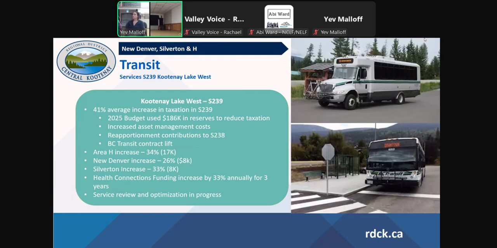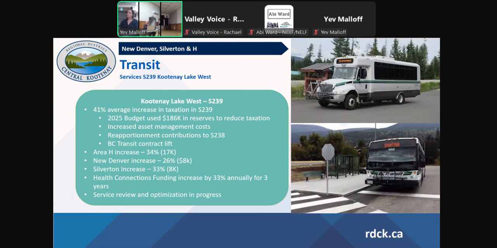And last but not least is transit. A few things to talk about here. So service S-239 called Kootenai Lake West, which is a bit of an odd name because this service 239 covers everything to Nakusp and down to Castlegar. It's like one of the main services.